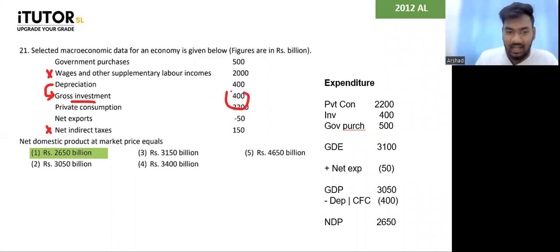Now remember, what is gross investment? Gross investment will have gross domestic fixed capital formation. It will have depreciation. It will have changes in inventory. Now you will wonder, so then how are both of these 400? So maybe changes in inventory is negative. That can happen. Changes in inventory is the closing minus the opening stock. Maybe that can be negative.